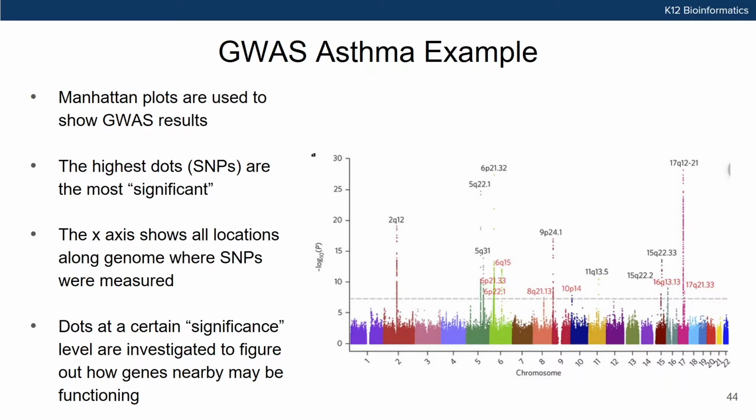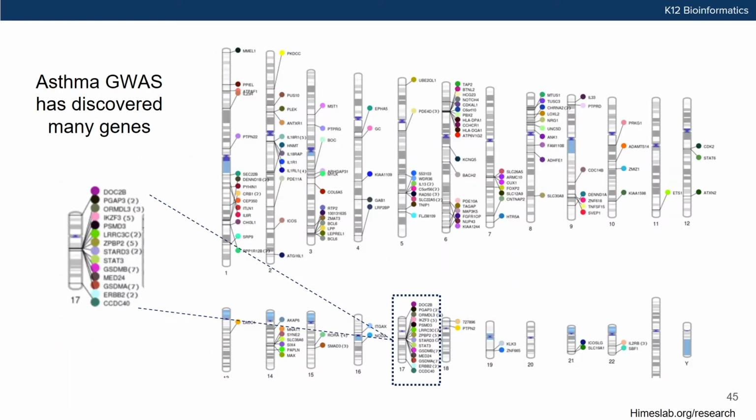And on the x-axis of our Manhattan plot, we see all of the locations along the genome where that DNA microarray measured those SNPs in that large population of cases and controls. Dots reaching a certain significance level, indicated by the dotted line that you see here in the plot, are investigated to figure out how genes close to these SNPs may be functioning in asthma. Let's take a closer look at chromosome 17, our highest skyscraper that we can see on our Manhattan plot. We can see here a representation of all of the human chromosomes.